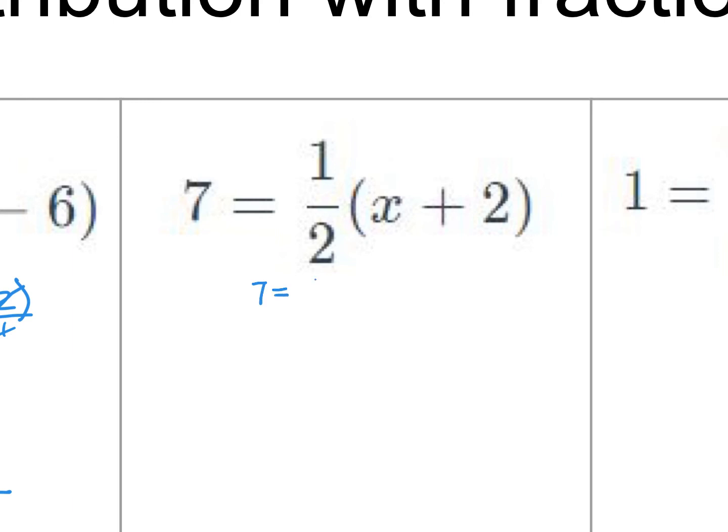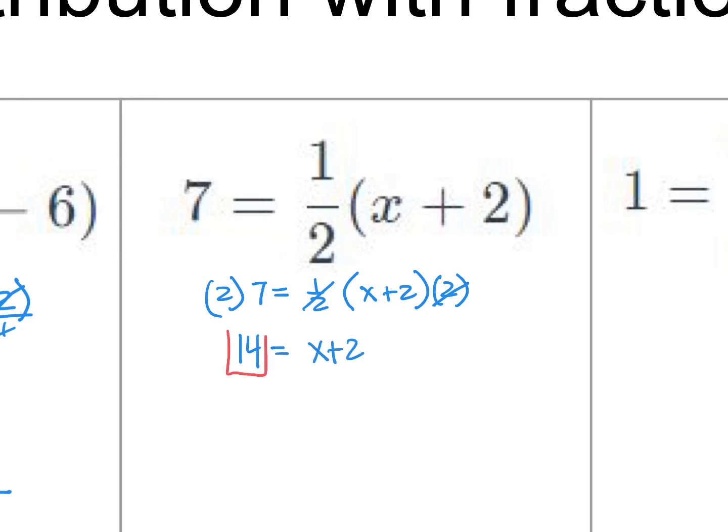Seven equals 1/2 x plus 2. I'm going to multiply both sides by 2, because the 2 and the 1/2 battle it out and get rid of each other. 2 times 1/2 is just 1. The 2 and the 2 cancel out, and we've got 14 equals x plus 2.